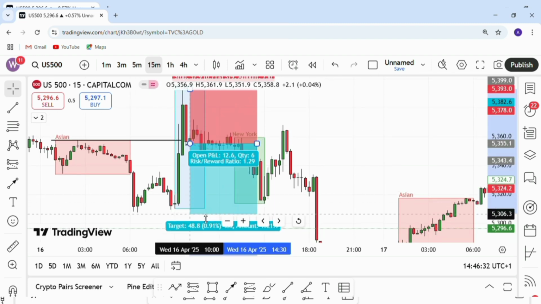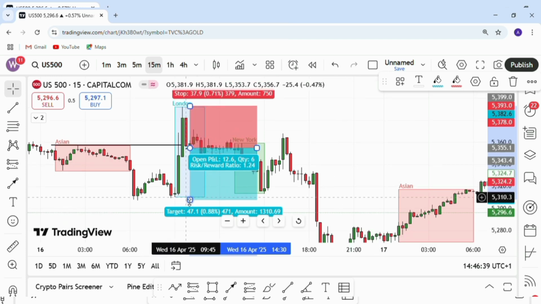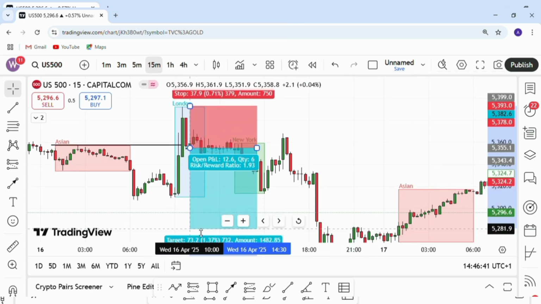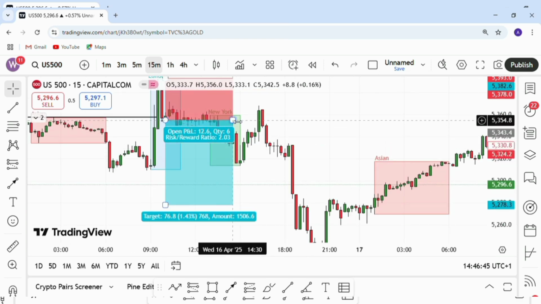You target 1:2. As you can see, you can target the next liquidity like this if you want, which is 1:2.4, or you target 1:2. For me, I target only 1:2. So this will be our 1:2 like this.